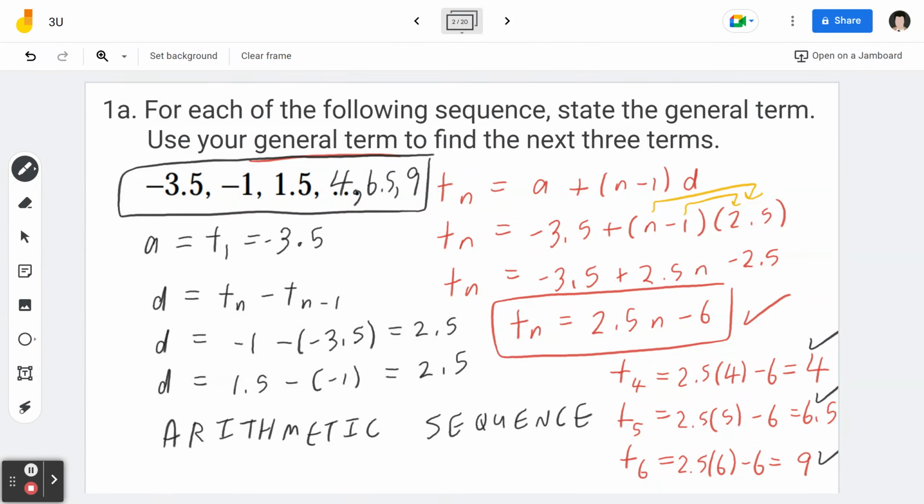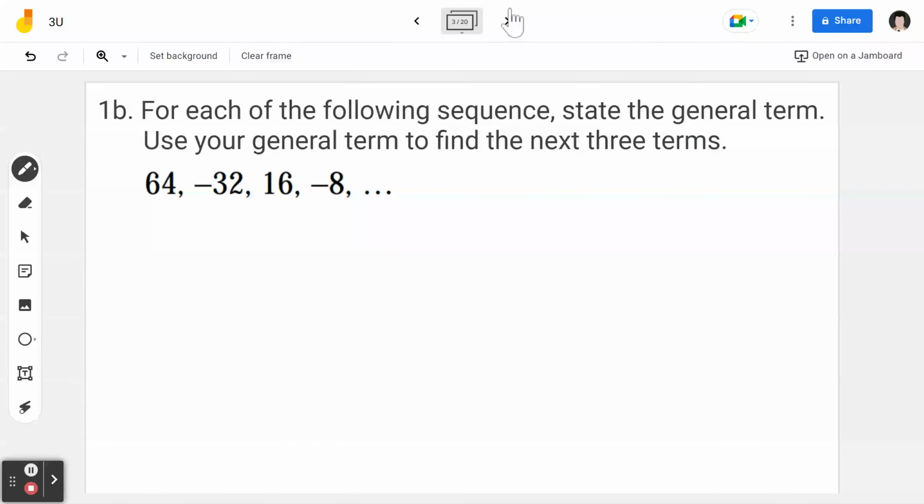So again, we found the next three terms, and we found the general term. Example 1b, again, for each of the following sequences, state the general term. Use the general term to find the next three terms. So the most important part is you have to recognize what kind of sequence we are looking at. So for example, the first number A, or you can say T1 if you like, that's going to be 64.